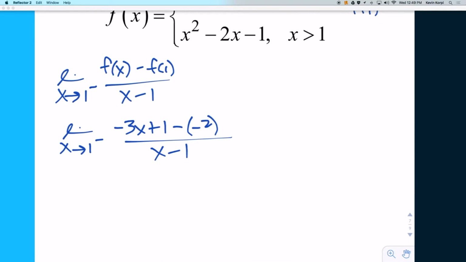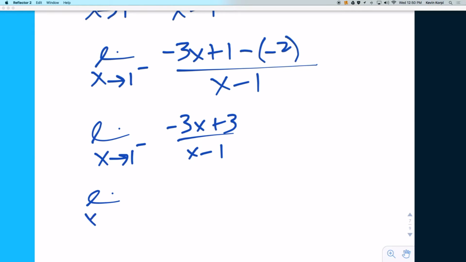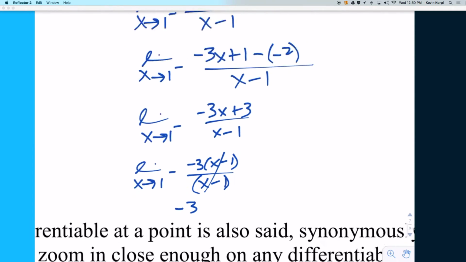Now, if I simplify that before I dare try plugging in, I get what? -3x plus 3 all over x minus 1. And if you try direct substitution, you get 0 over 0, which means we've set it up correctly. And we know then how to get around it. We factor out a, what from the top? A -3, good. And we're left with x minus 1 all over x minus 1. And they divide out and we get -3. There's nothing to plug into.